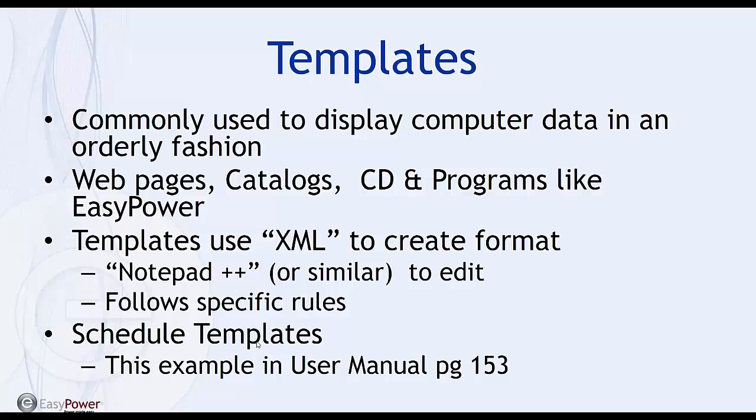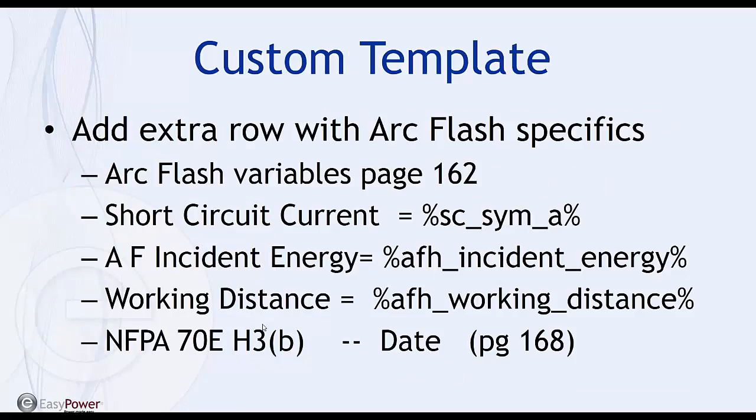And so the example that I'm going to go through is actually in the manual on page 153, and what we're going to do in this case is take an existing panel schedule that my client's asking for arc flash specifics. And to do that, I need to reference the arc flash variables, which in the manual will be on page 162. And I also want to put in the date and some other custom information. And this is also in the user's manual.